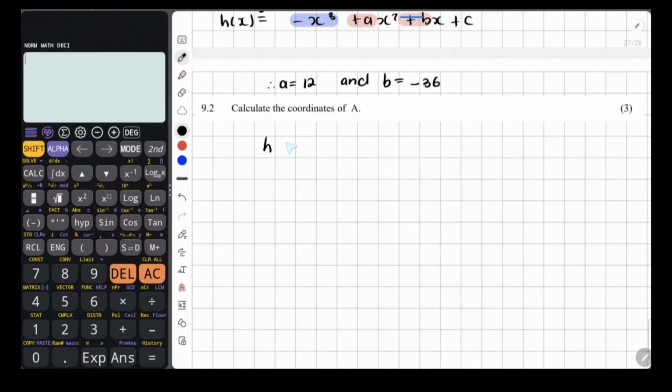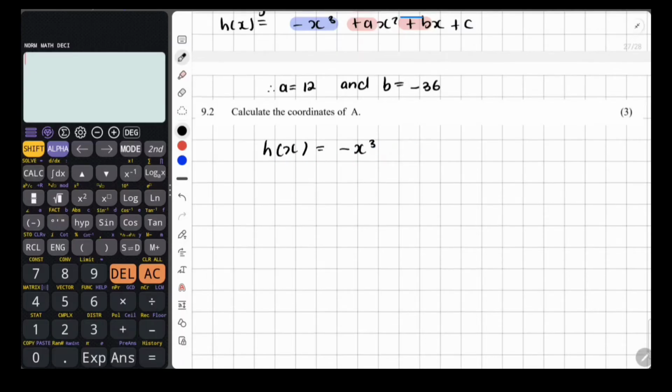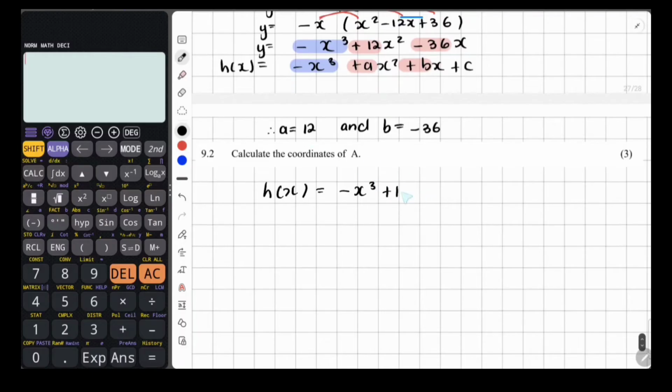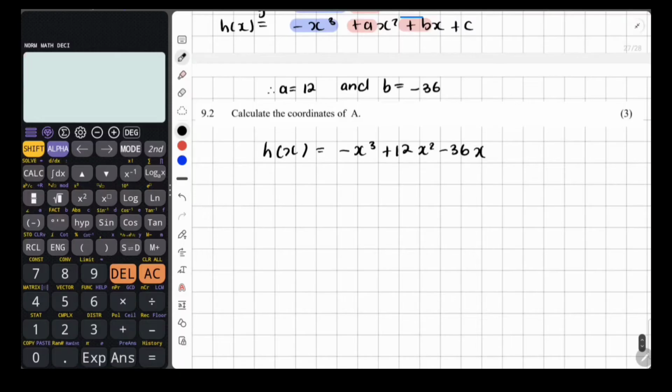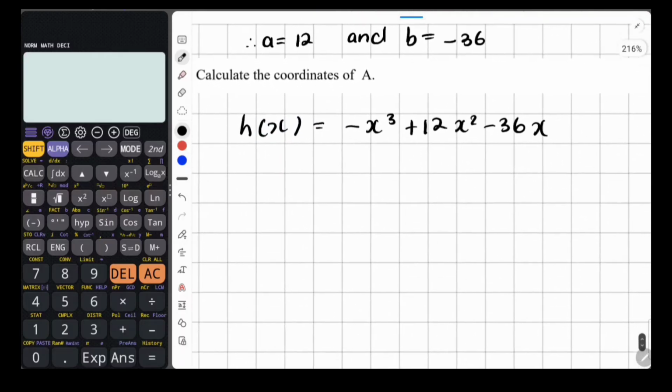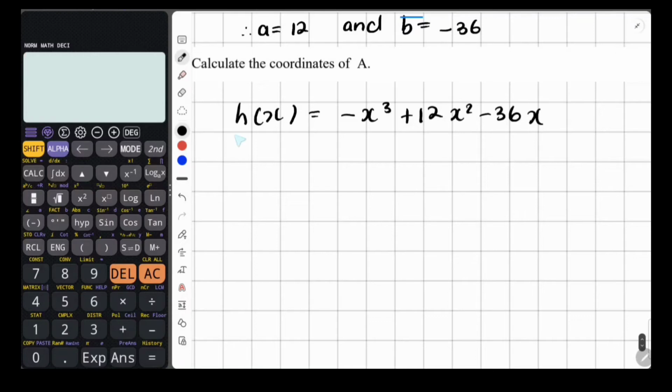So we have h of x is equal to negative x cubed, plus 12x squared, then negative 36x, and our c is 0, so you don't even have to write it. So we have this, and we have to find A, which is a turning point. To find the turning point, just derive this. To derive it, you're getting the gradient. Remember, we're deriving it just so that we can find the gradient of this function.